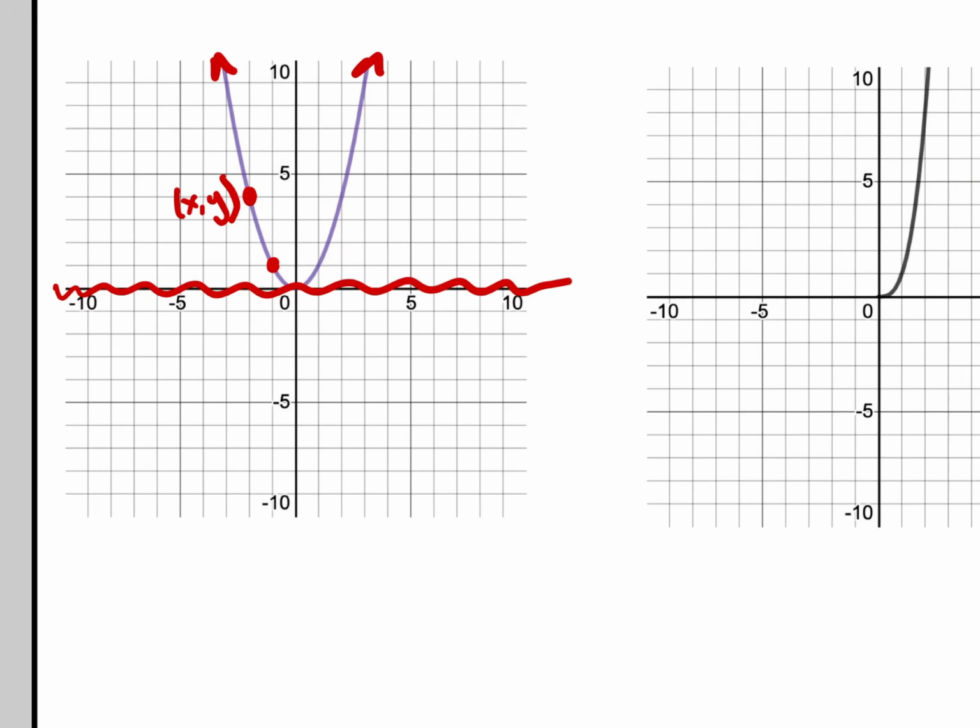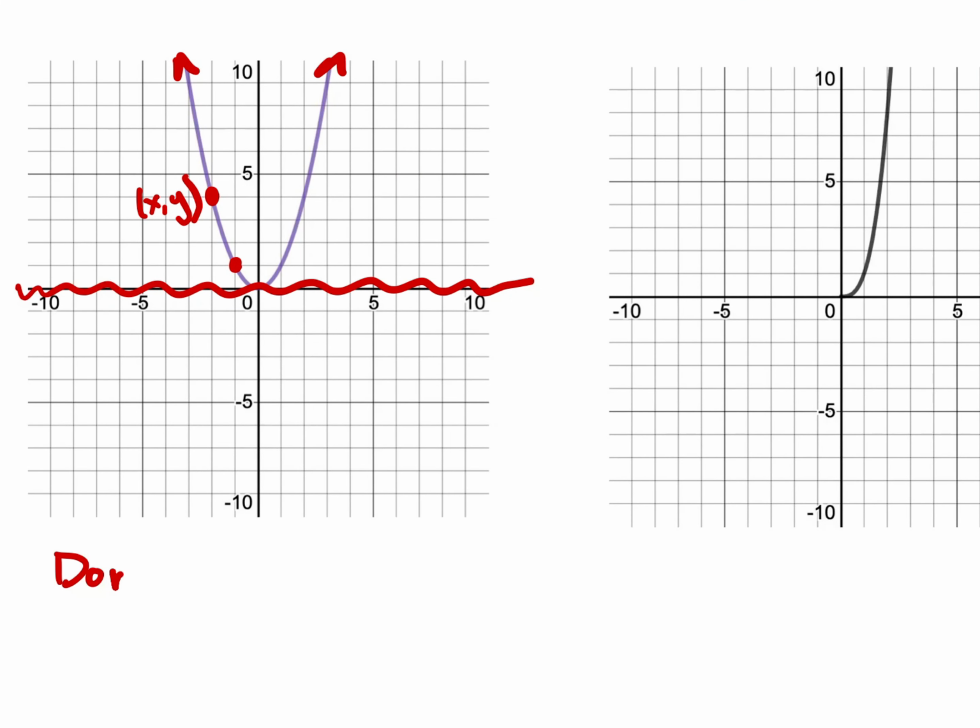And the way we would say that is our domain is all real numbers, because it's got them all except for the irrational numbers, right? Now for the y-axis, we can see that there's a stop, right? I don't see any -10, -5 numbers as outputs.